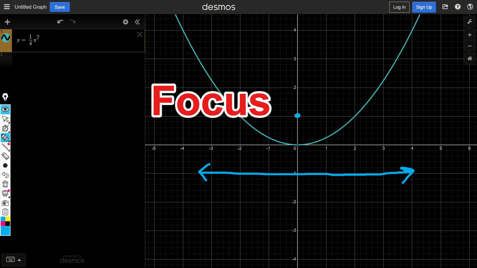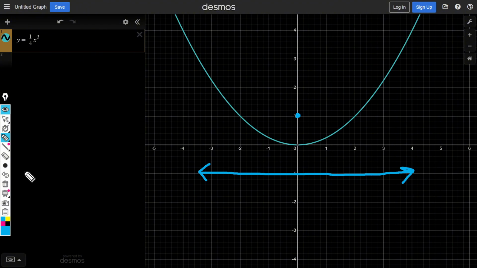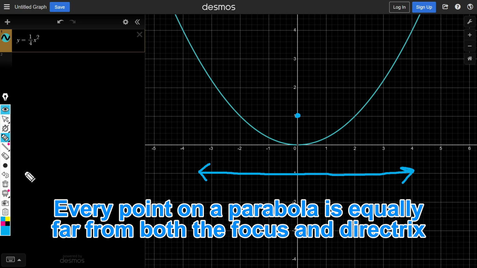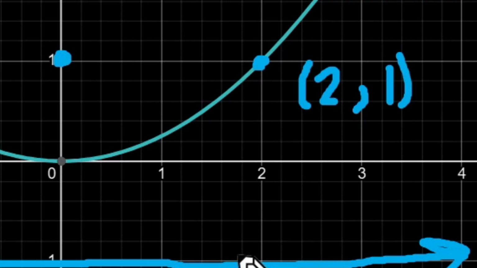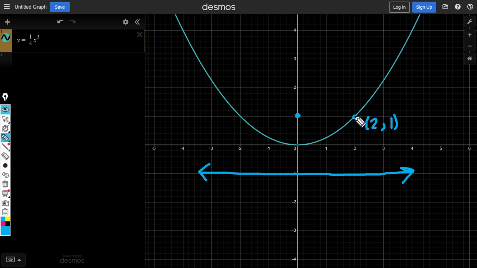What is the focus and directrix? It's a line and point at specific spots to where any point in a parabola is equally far from both. I don't think you understand! Let me explain. If we take this random point right here, 2, 1, if you count, it is 1, 2 units away from the directrix, and it is 1, 2 units away from the focus. If you take the turning point, it is 1 away from the directrix and 1 away from the focus. If you take any point on this line, it is equally far from the focus as it is from the directrix. What?